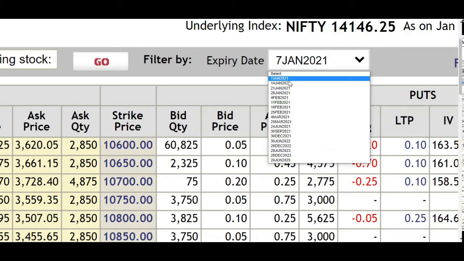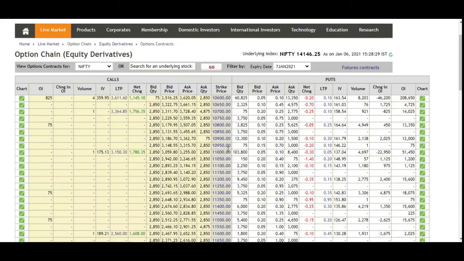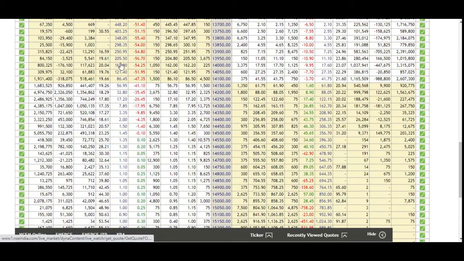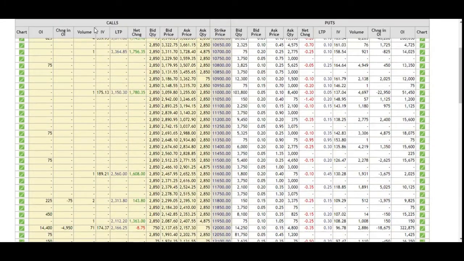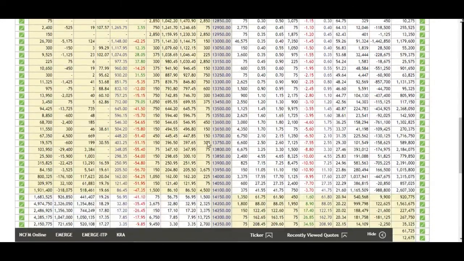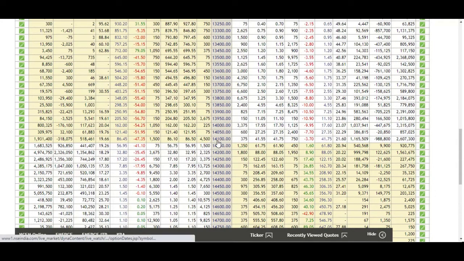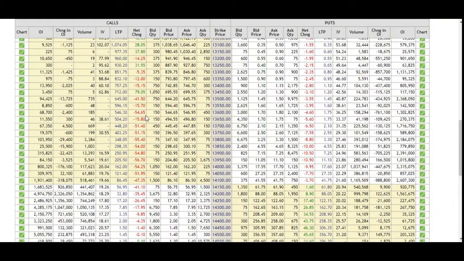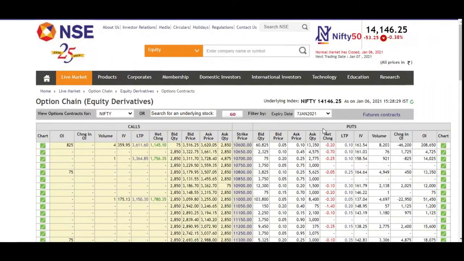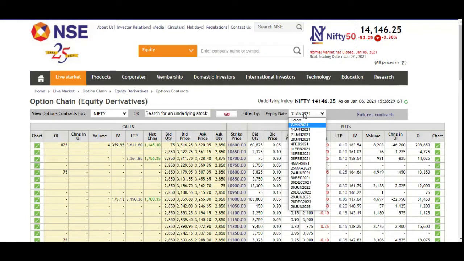The option prices will differ for each and every week. I'll show you an example. Let's take 14,100. The details displayed on the left side belong to the call option and the right side belongs to the put option. Let's take an at the money example, 14,100. The call option price is the LTP, the last traded price. The 14,100 call option is trading at 86.45 for the weekly contract, so for 7th Jan it is trading at around 86 rupees.